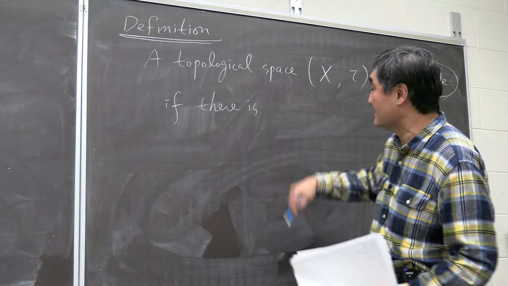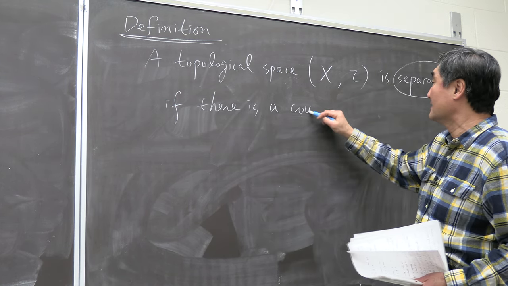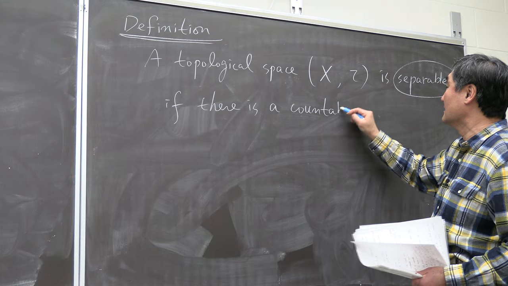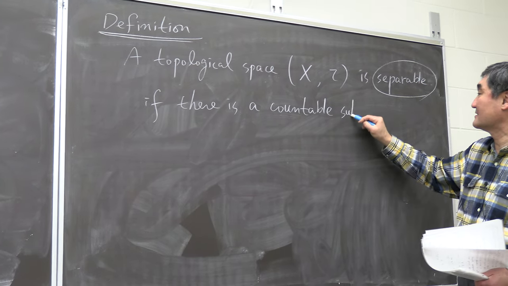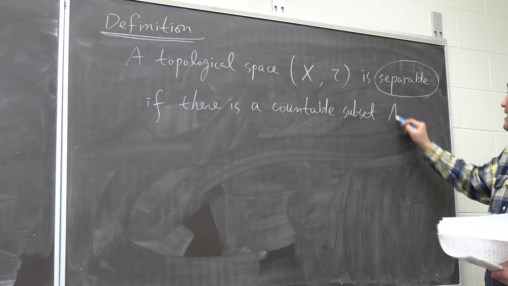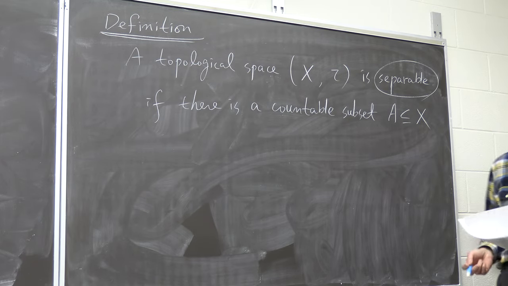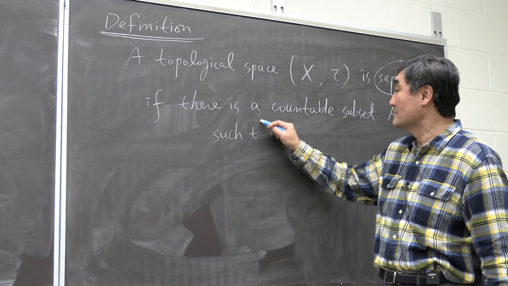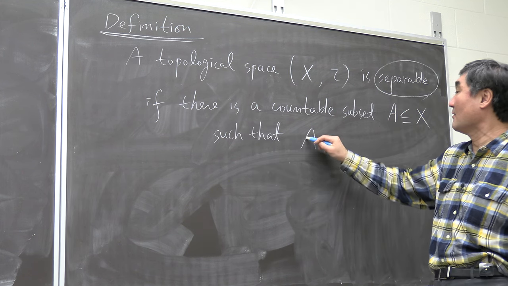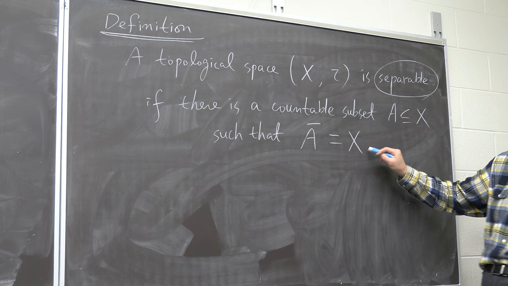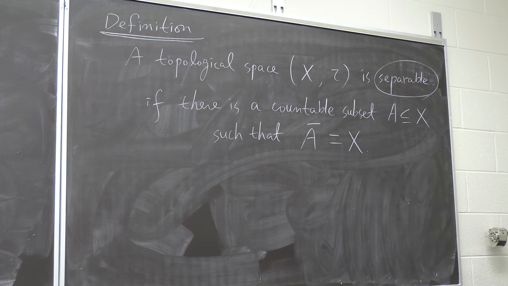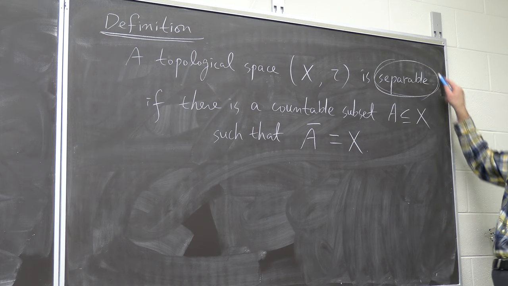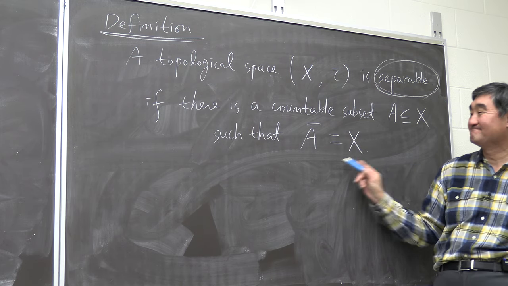there exists a countable subset A of the whole topological space X whose closure is the whole topological space itself. That's the formal definition of a separable topological space. What does that mean?